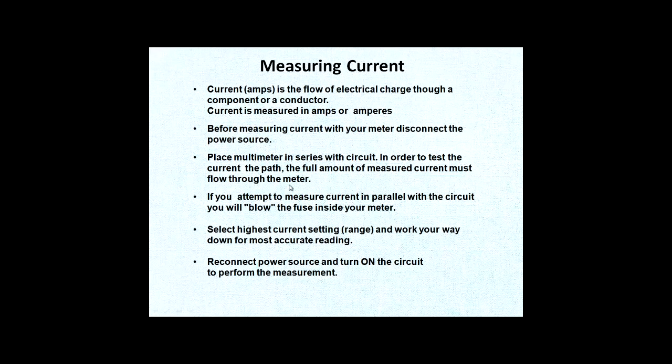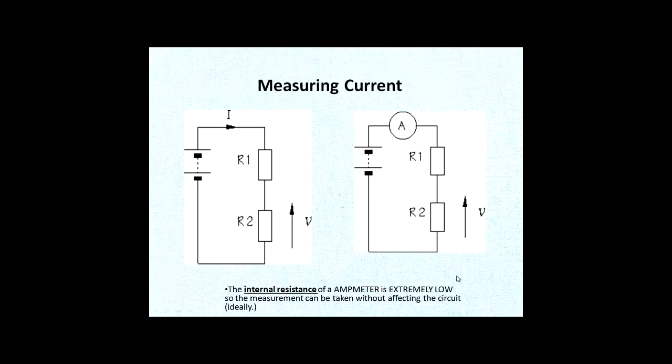We're going to take a look at this in the next slide. If you attempt to measure current in parallel with the circuit, you will blow the fuse inside your meter. We're going to go over that too. Select the highest current settings range and work your way down for the most accurate reading. Go back to this slide after I show you this, the practical side of it. Reconnect the power source and turn on the circuit and perform the measurement. Let's see if we have some pictures happening here.